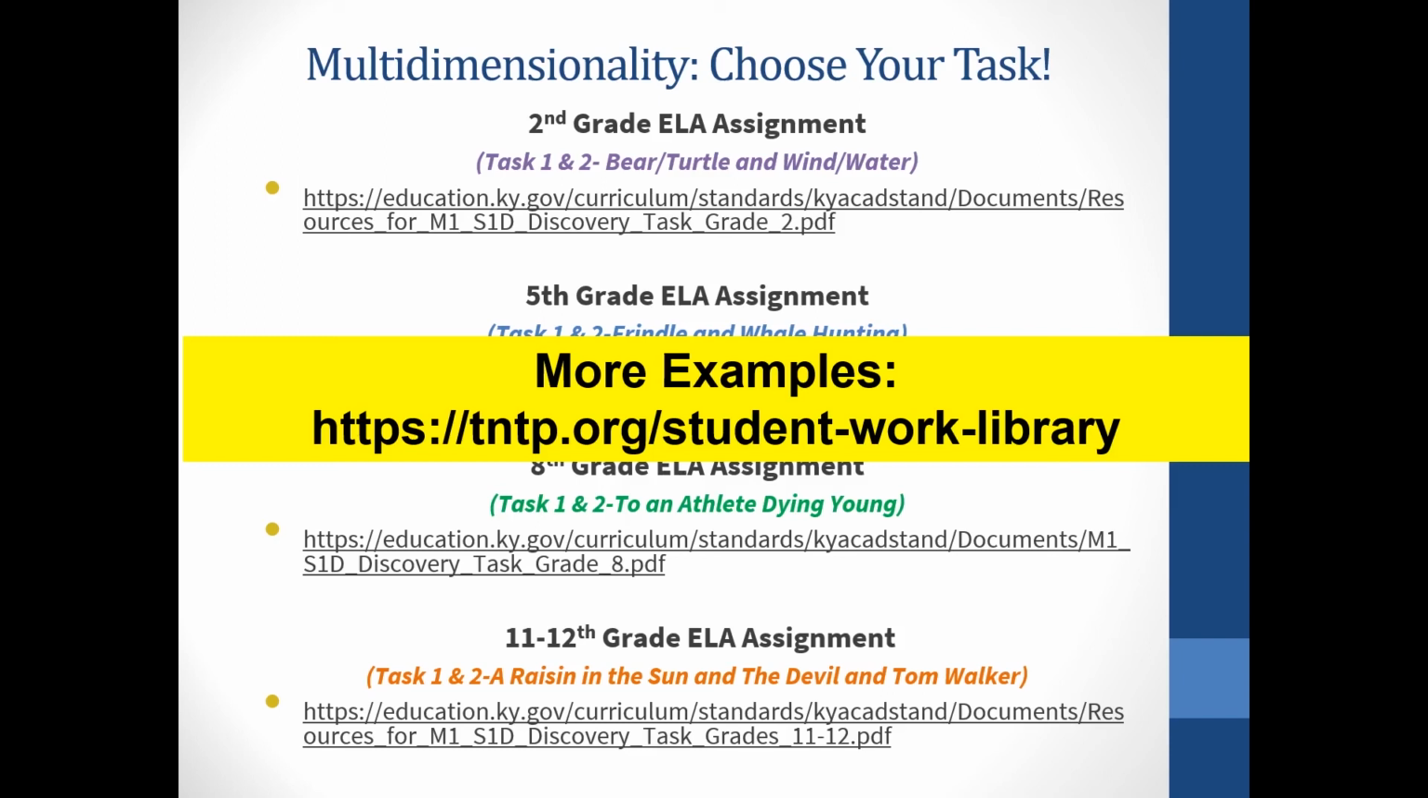This concludes this video, and in the next video we will talk about some specific revisions to note that have taken place in the standards.